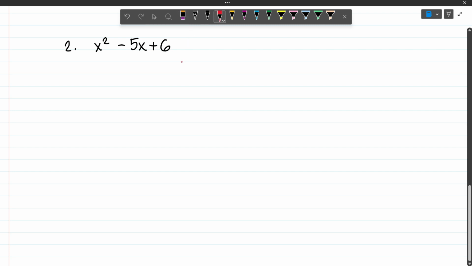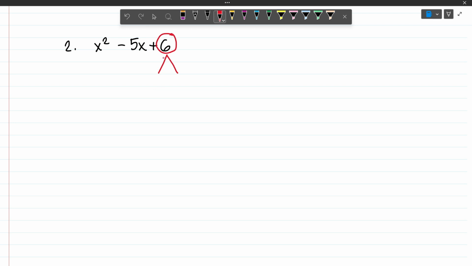For our next example, suppose you have a function x squared minus 5x plus 6. Now, using the conventional way, we need to find the factors of the constant term that add up to your middle term.